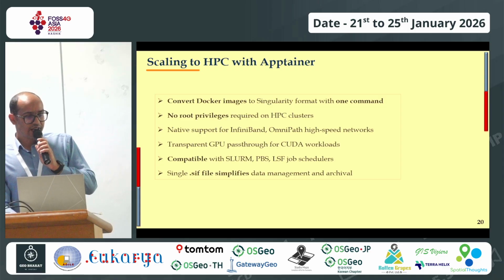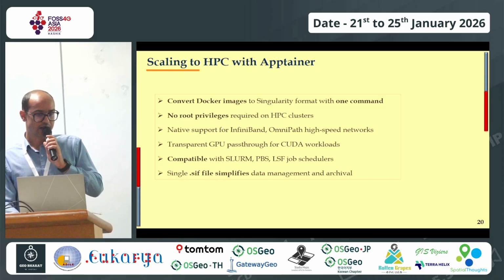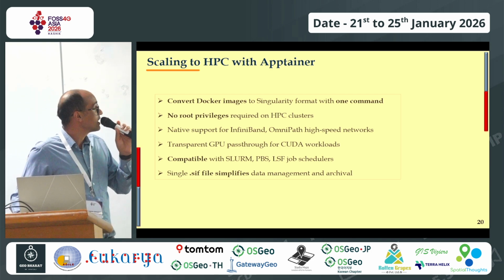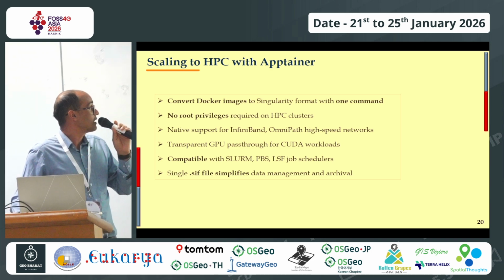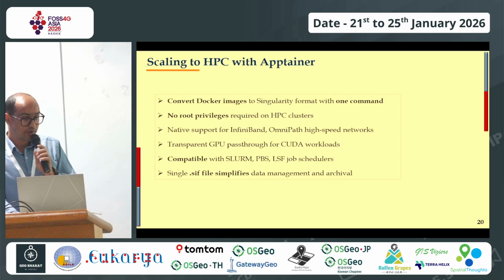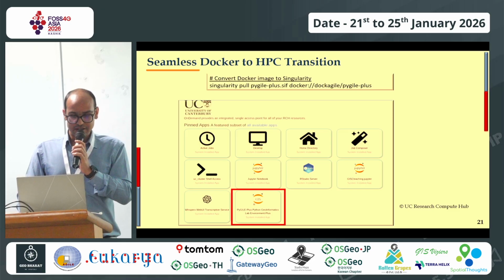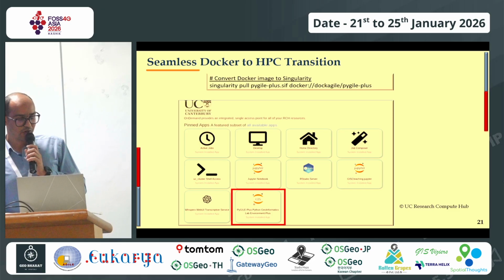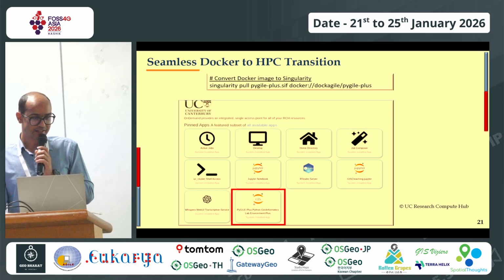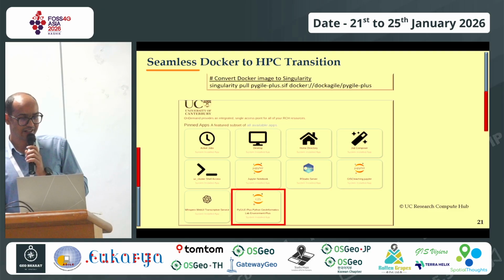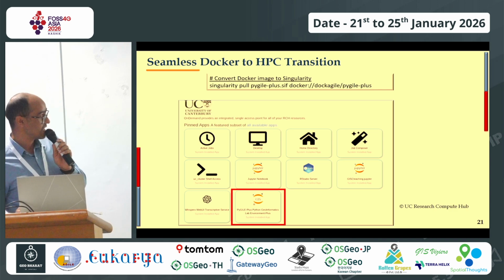Now for the HPC, again we go back to scaling with the HPC using Apptainer. There's just a single command that can convert the Docker images into a Singularity format. Since it doesn't require any root privileges, it is considered safe, and it supports high-speed communication networks as well. Unfortunately, I will not be able to show you any results using this HPC for now. We will consider this as further work.